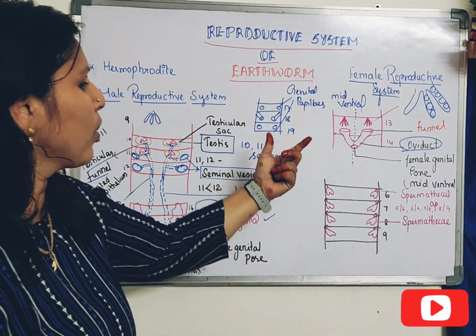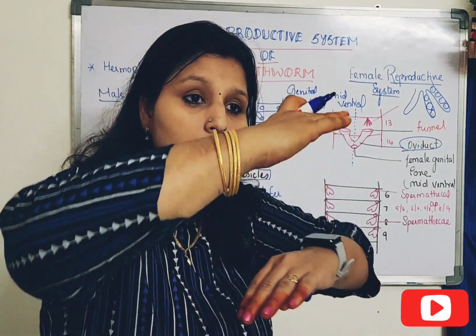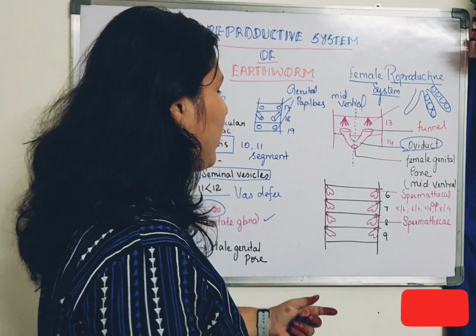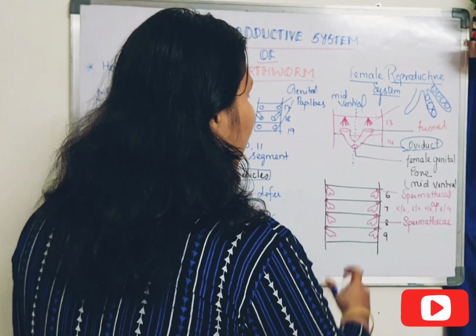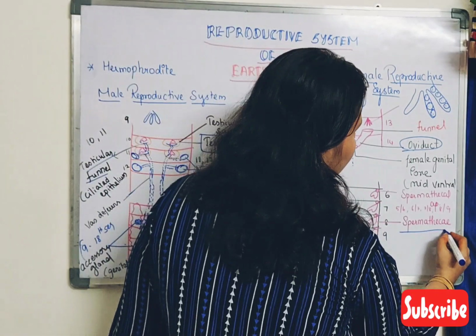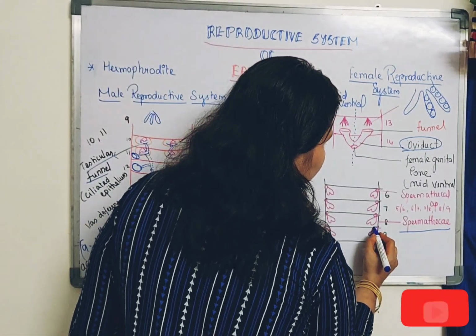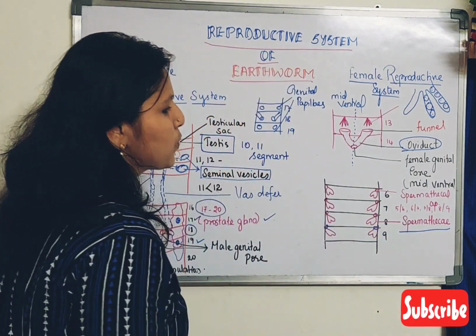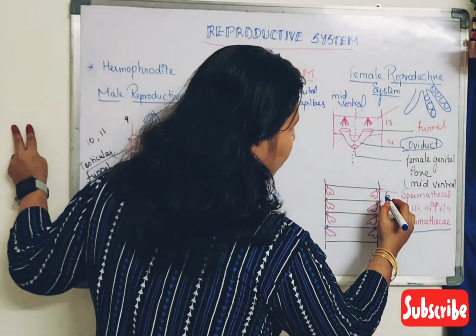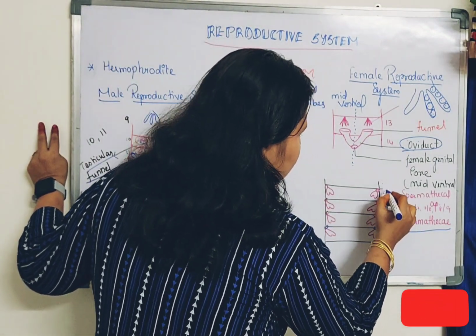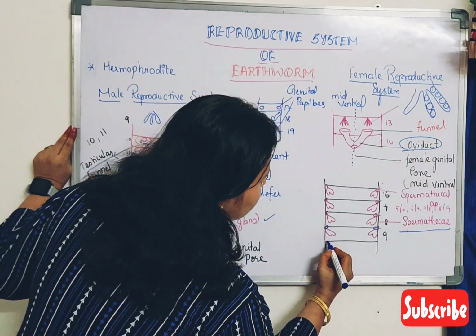Clear? During the process of copulation, the part where the sperms get deposited on the earthworm's body is present in the 6th to 9th segments, and we call that part the spermatheca. Clear? Each spermatheca ends in a small opening called the spermathecal aperture, which is present between the 5th and 6th segment, 6th and 7th segment, 7th and 8th segment, and 8th and 9th segment. So it is present at the junction.